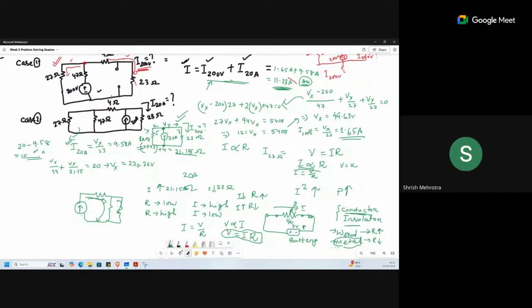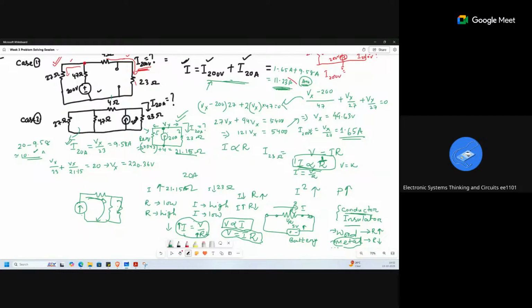I think here I have written something different. Here I is proportional to 1 by R. Okay, that's why I was confused about how it can be directly proportional. Yes, that is actually 1 by R. By mistake I had written it differently. So in this way, your current increases means resistance decreases, and your current decreases means resistance increases. So voltage and current are directly proportional.